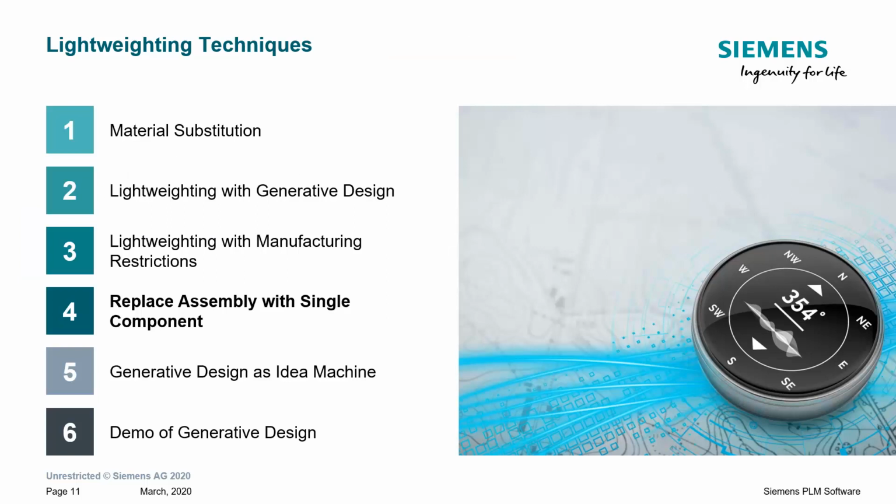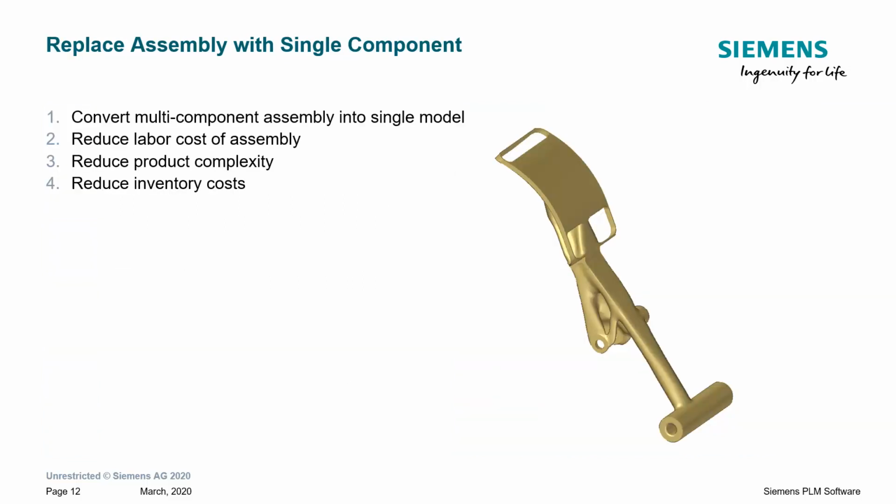What about replacing an assembly with a single component? We have an example for that also. This comes from the automotive industry, where we replaced a multi-component assembly with a single model. We reduced the labor cost of the assembly, we also reduced product complexity, and we reduced inventory cost.